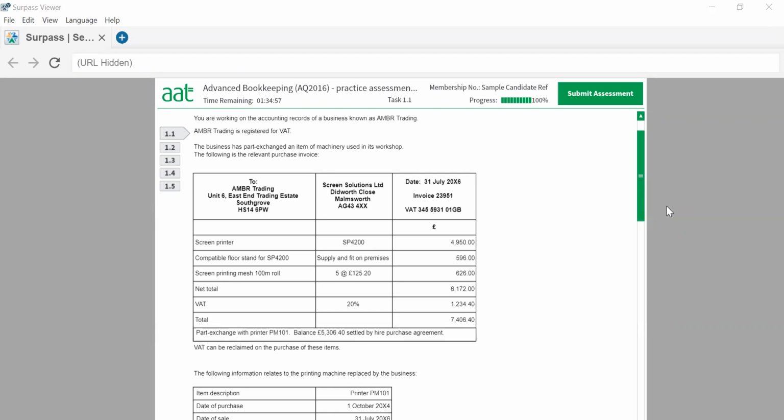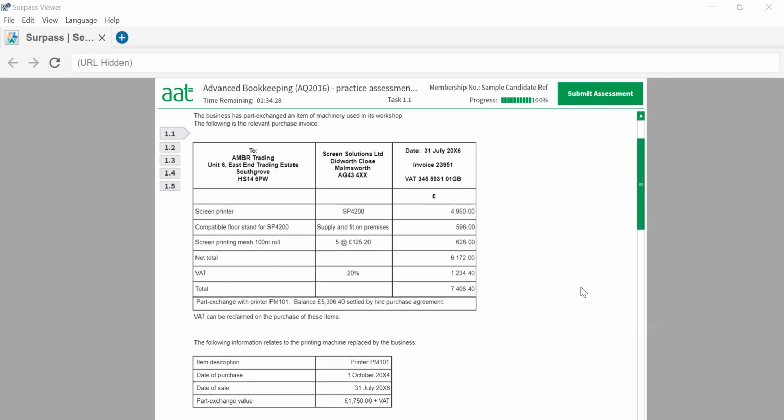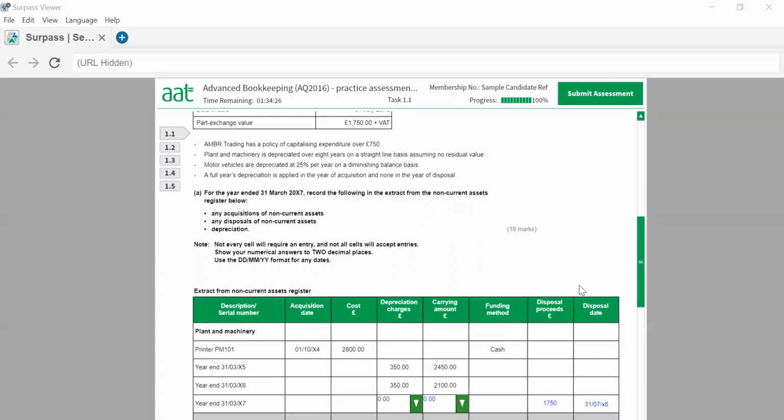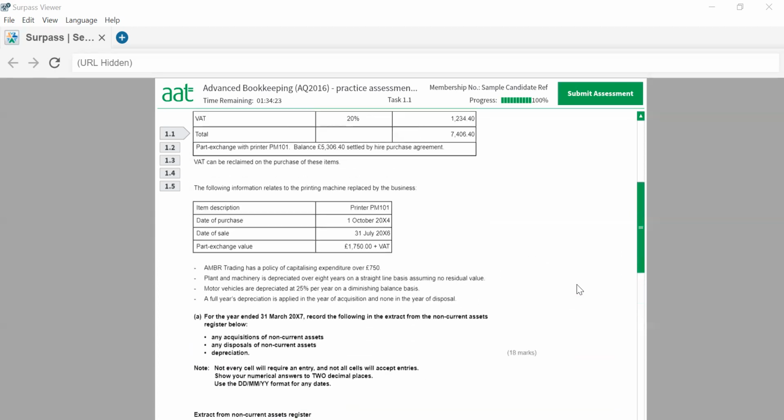The following is the relevant purchase invoice. So we've basically got this screen printer with the code SP420, cost 4950, and we've got the compatible floor stand that goes with it, supply and fit on premises, which is 596. So all examples of capital expenditure. The screen mesh is more revenue expenditure. So when we look at this figure, we need to look at what we're going to include in the non-current asset register.